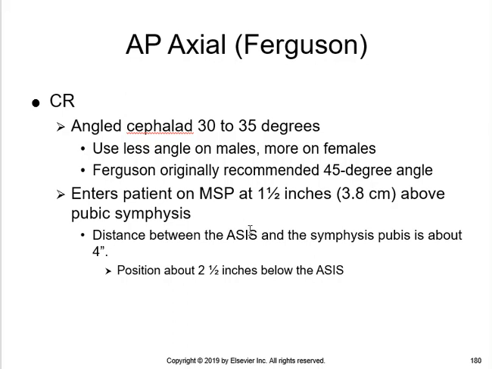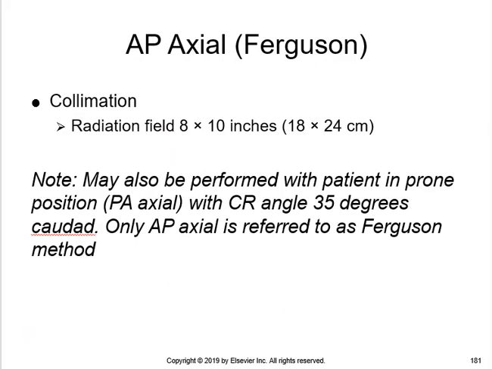If the distance between the ASIS and the symphysis pubis is 4 inches, and you found a halfway point to that, that would be 2 inches. So if we're looking for the SI joints and we're doing an AP of the Ferguson, and we need to center 1.5 inches above the symphysis pubis, then all we have to do is subtract 1.5 inches from 4 inches, and that would be 2.5 inches below the ASIS. That would give you the exact same thing. Your collimated field is going to be about 8 by 10.